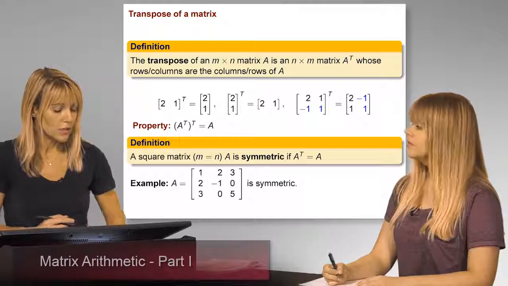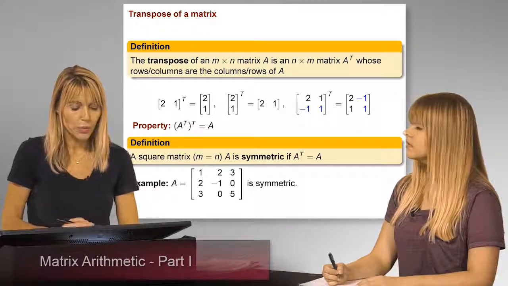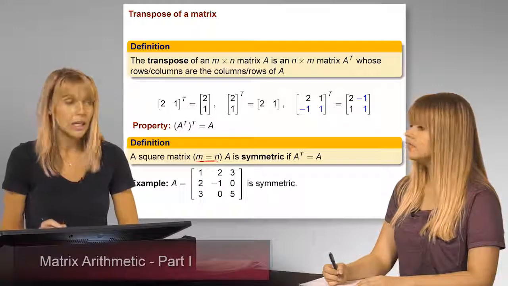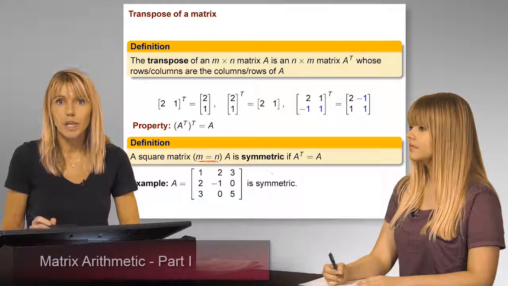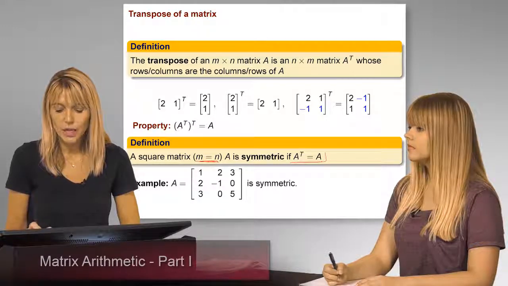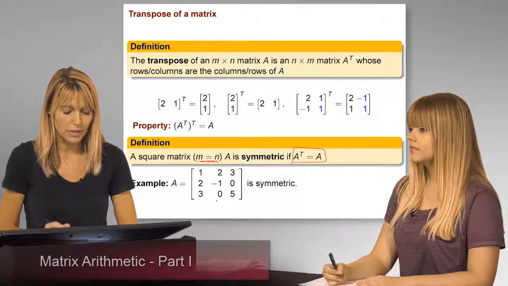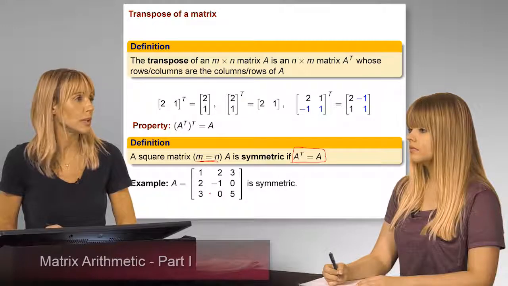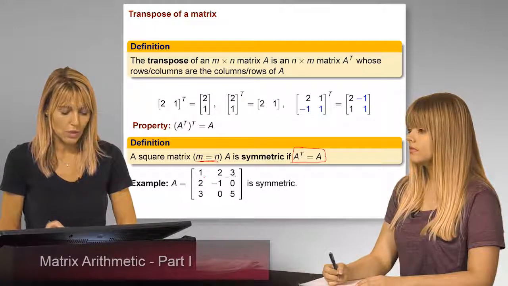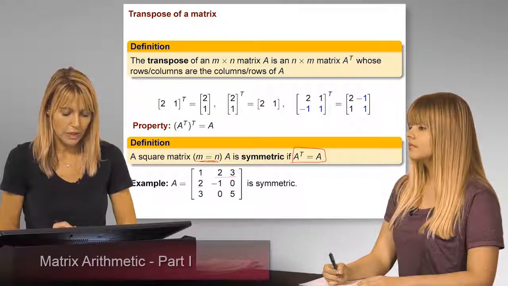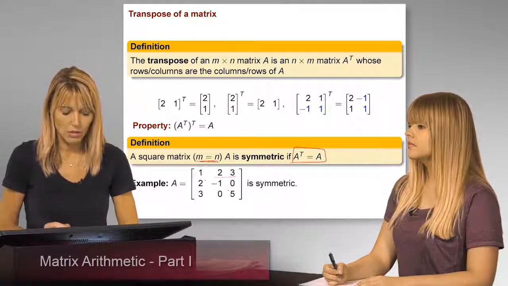And an important definition related to the transpose: a square matrix, so a matrix for which m equals n, is called symmetric if the transpose of A equals the matrix A itself. And here's an example. You can see that the transpose equals the matrix A because, if you look at row 1, it's the same as column 1. So switching them is not going to do anything. Row 2 is the same as column 2, and so on.